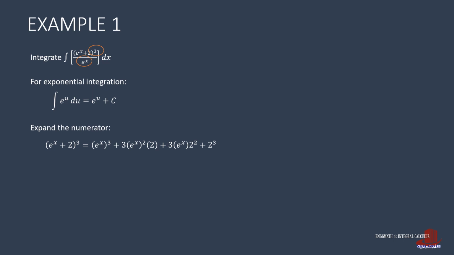So for the cube of e raised to x plus 2, we get the coefficients 1, 3, 3, and 1 from Pascal's triangle, making the numerator the cube of e raised to x plus 3 of e raised to x times 2, then add 3 of e raised to x times 2 squared, and then 2 cubed, which can be reduced into e raised to 3x plus 6 of e raised to 2x, then add 12 e raised to x plus 8. This expanded format is the one plugged into the integral.